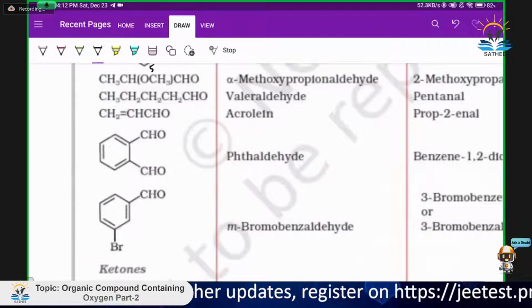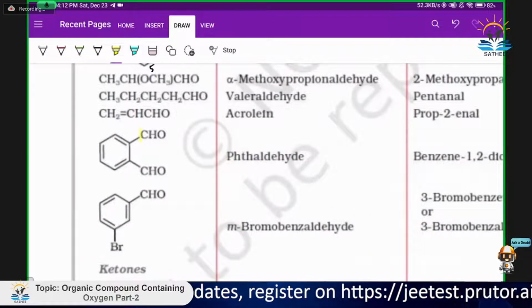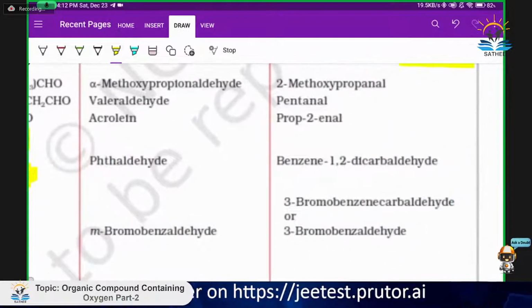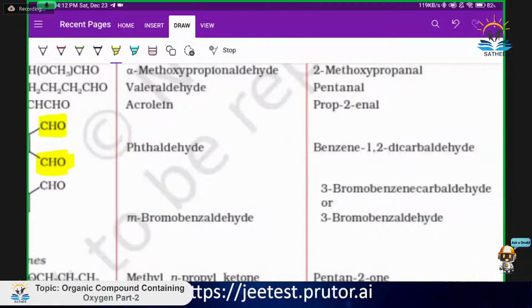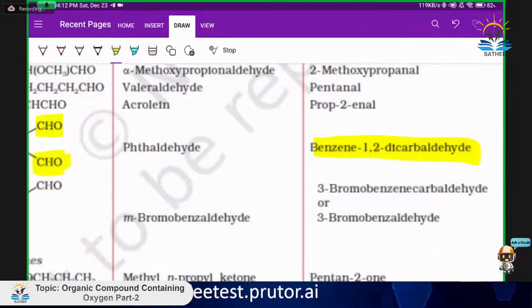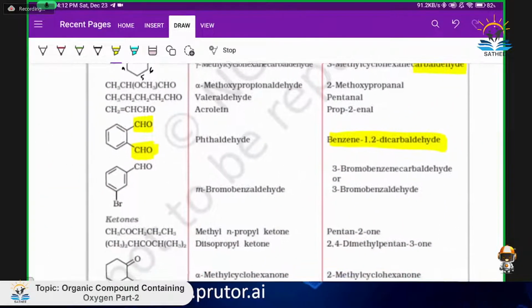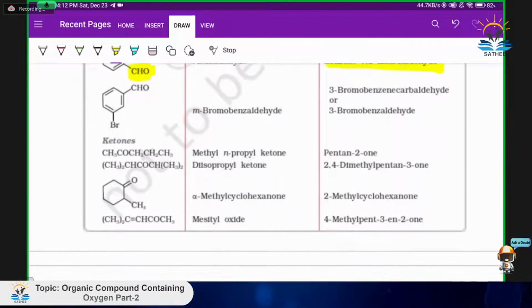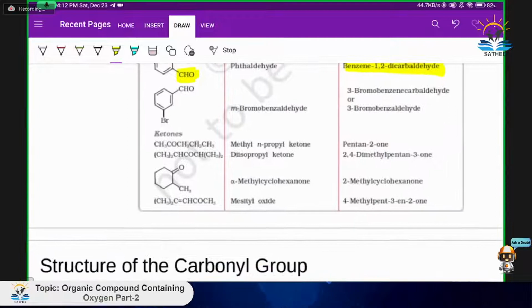Similarly, in aromatic compounds also, if a CHO group is attached, we add the term carbaldehyde. So here we can have the name benzene-1,2-dicarbaldehyde. So that's all there is for nomenclature of these compounds.